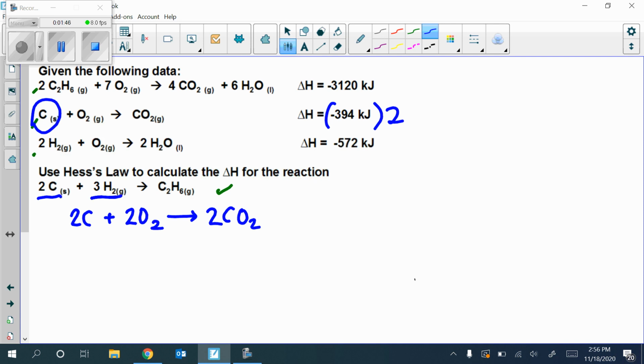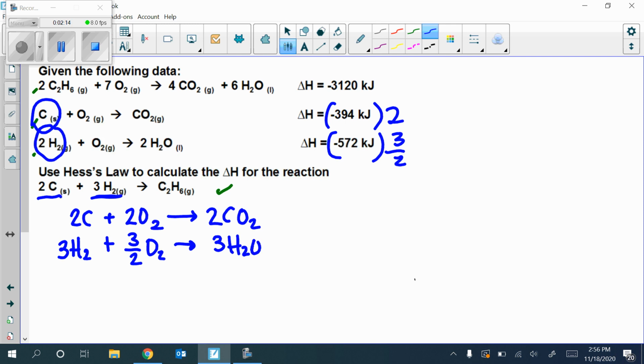Now I need to find 3 moles of hydrogen gas as a reactant. If I evaluate this, I have 2 moles of hydrogen gas. It is a reactant. So if I multiply by 3/2, that would give me 3 moles of hydrogen on the reactant side. So I'm going to multiply all of this by 3/2. And then I will get 3 moles of water here on the right-hand side.